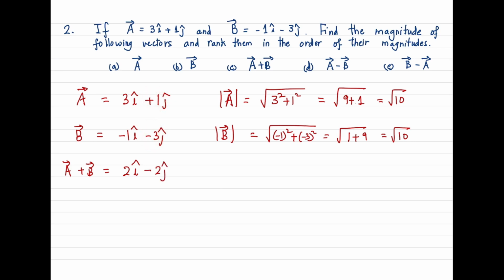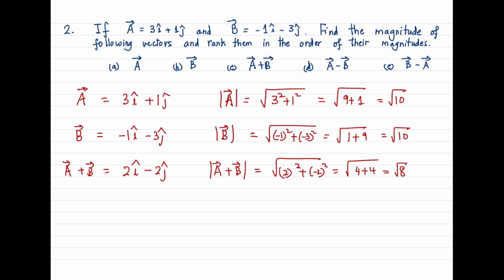So when I do the A plus B vector magnitude, I will be doing 2 square plus minus 2 square. That's going to give us 4 plus 4, which is equal to square root of 8.